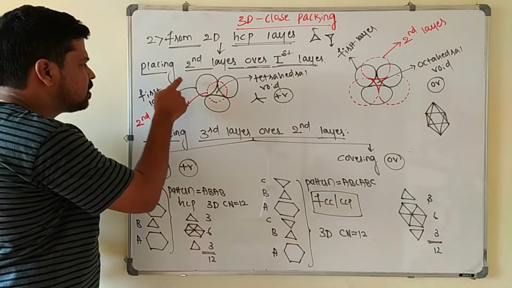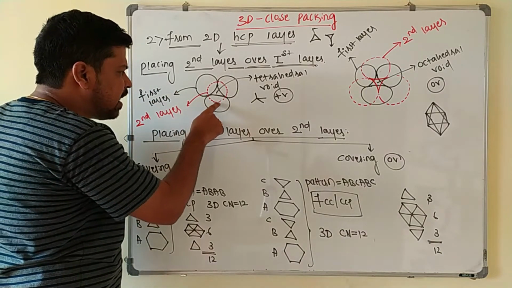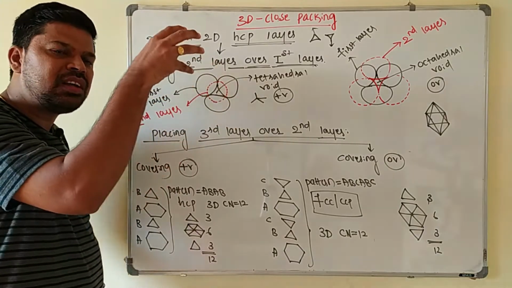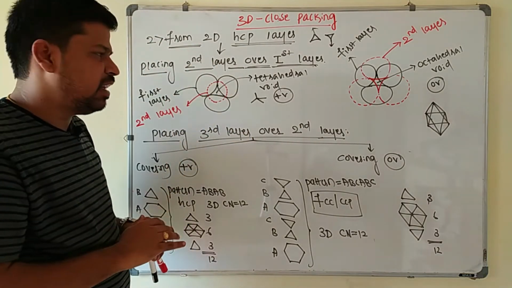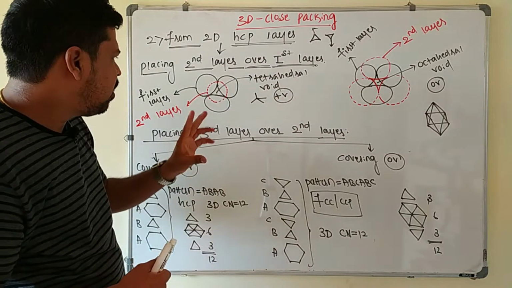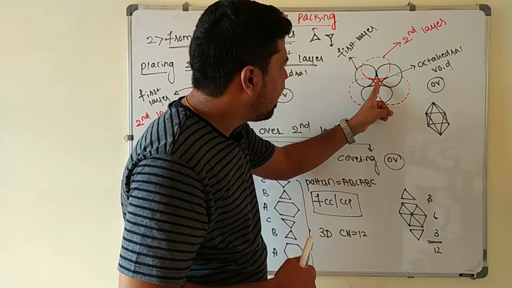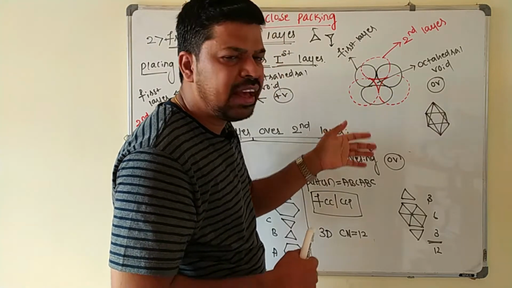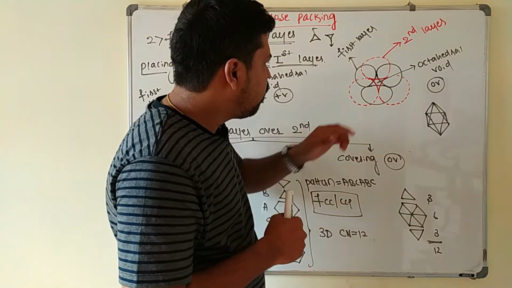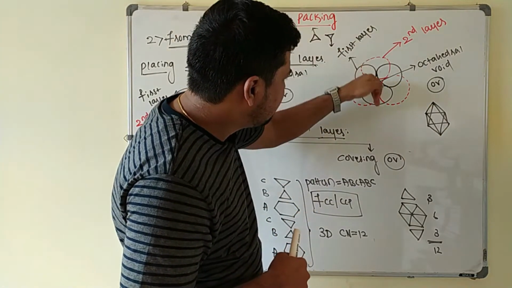So these are the spheres of the first layer and these are the spheres of the second layer. This second layer sphere is covering the triangular void of the first layer. Then there is a formation of a tetrahedral void here. Another possibility is that the triangular voids of the first layer and the triangular voids of the second layer are exactly one above the other, and one has its apex in the upward direction and another has its apex in the downward direction.